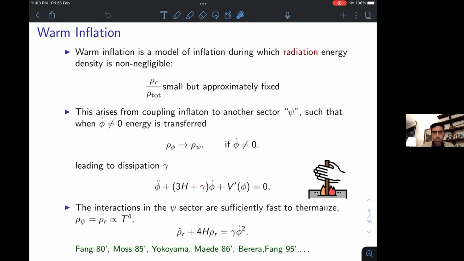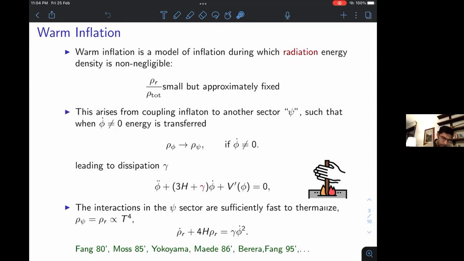So what is warm inflation? It's a model of inflation in which we have a non-zero radiation energy density, which remains approximately fixed during inflation. This is very different from the general models of inflation that we normally talk about, in which if we start from some non-zero radiation energy density, it dilutes away very fast.